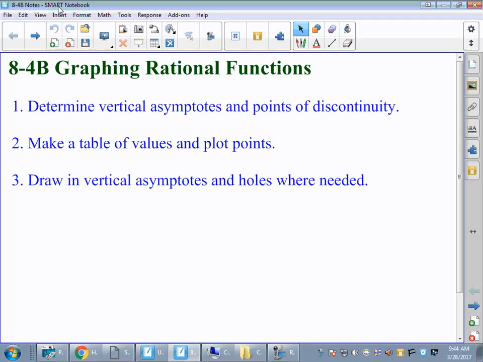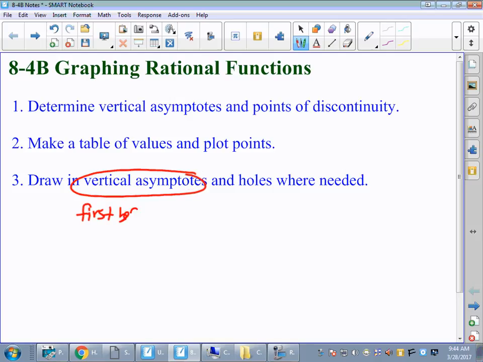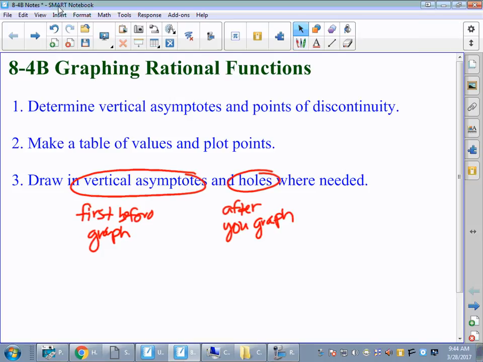When we draw in the vertical asymptotes, we do these first on the graph, before we graph. And then the holes are actually after you graph the function. You place them in afterwards. But the vertical asymptotes have to be in there before because they help guide our graph.